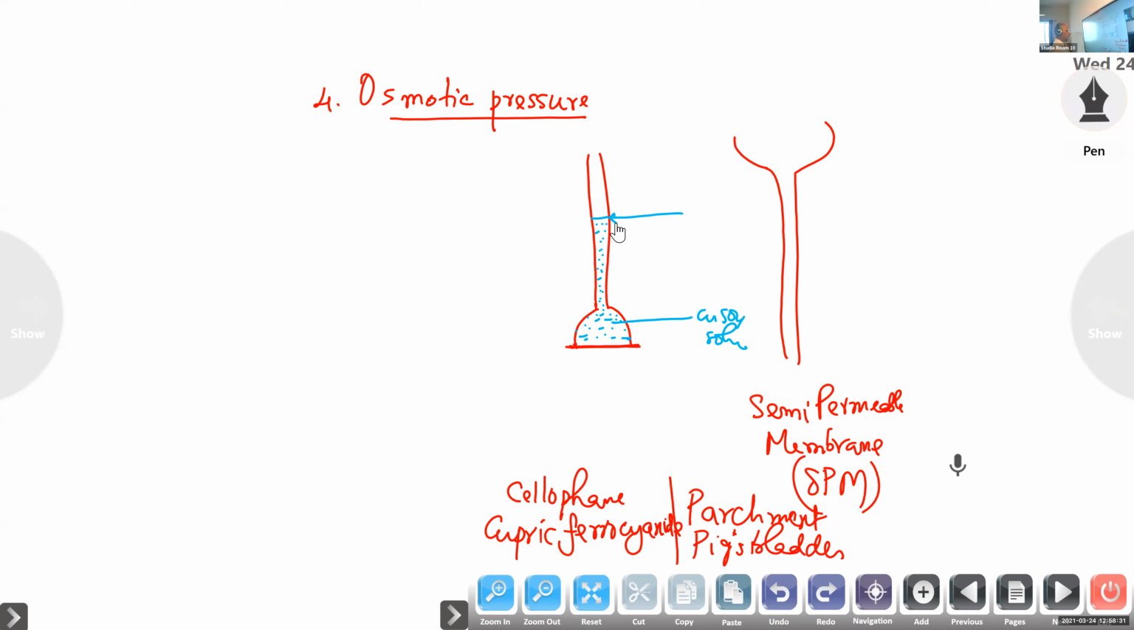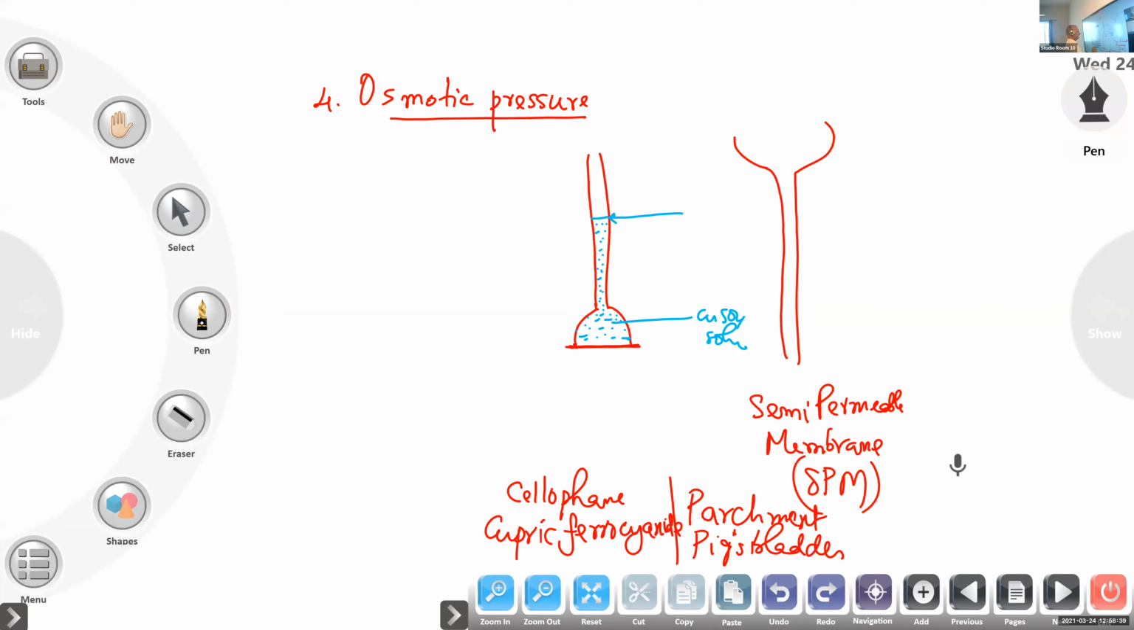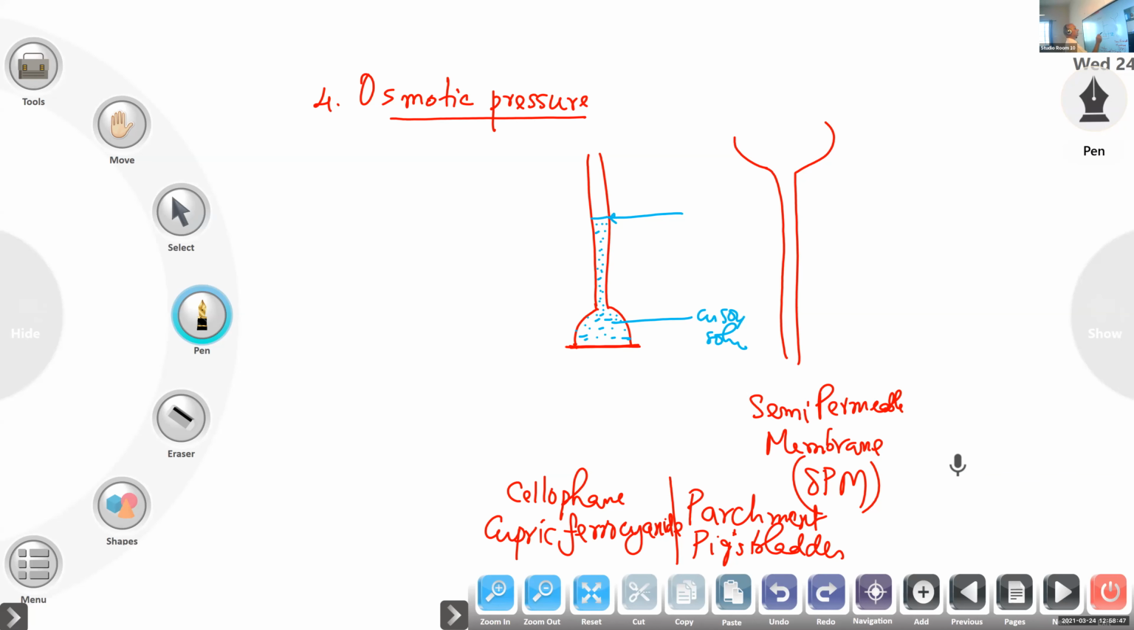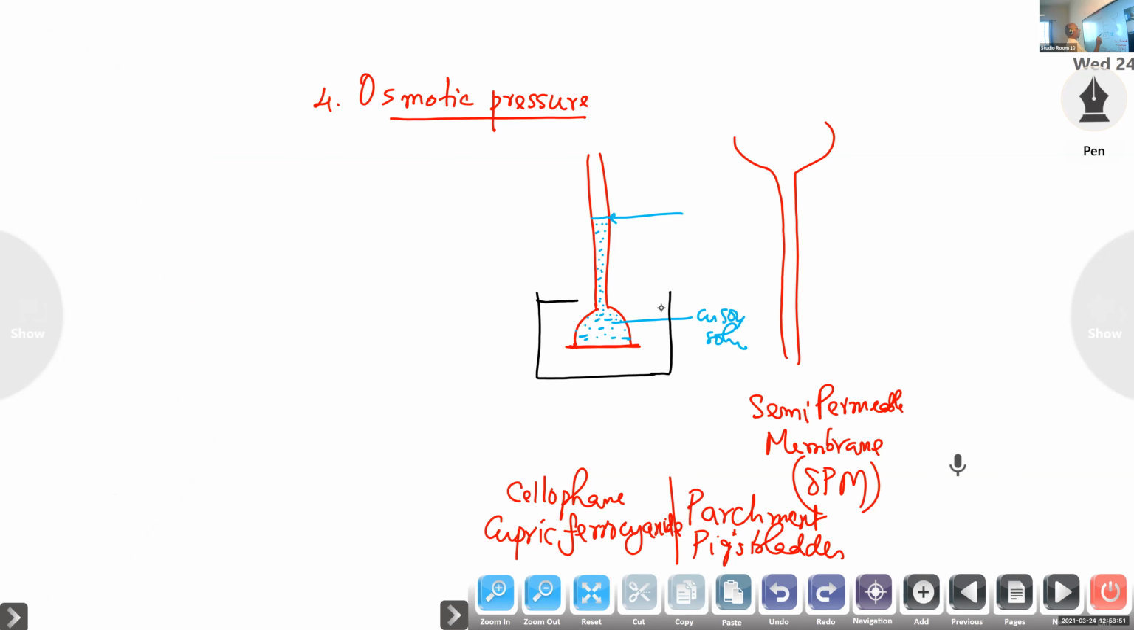Now the thistle funnel filled with copper sulfate solution is kept in a beaker containing water. There is water in this. That is the arrangement. And very carefully you wait there. You must show some patience and observe. You can see that slowly the copper sulfate level in the thistle funnel is rising up. It is moving upward.